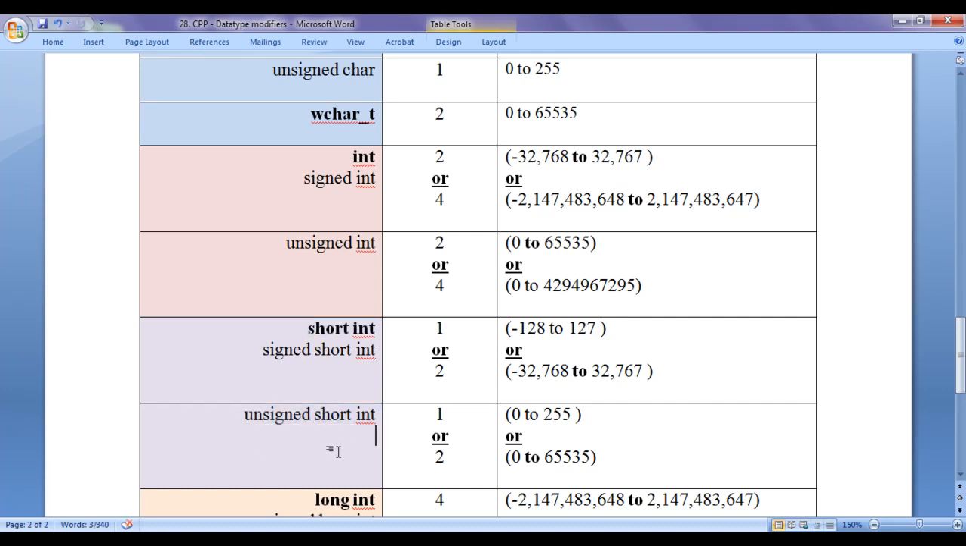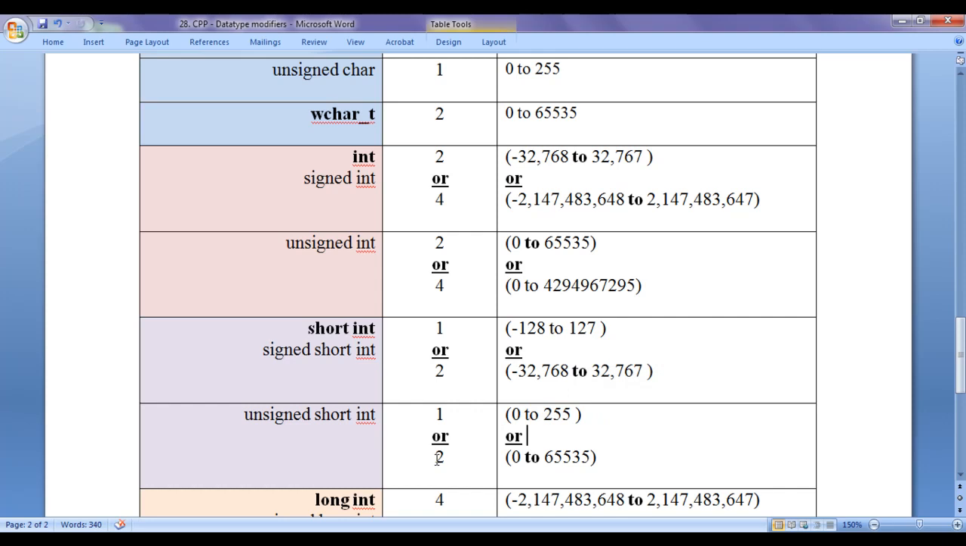Unsigned means only positive values. If computer allocates 1 byte memory for unsigned short int type data, inside that memory we can store 256 values. As it is unsigned, we can only store positive values. So the minimum value possible to store inside 1 byte unsigned short int memory is 0 and the maximum value possible to store inside 1 byte unsigned short int memory is 255 guys. 0 to 255 is 256.